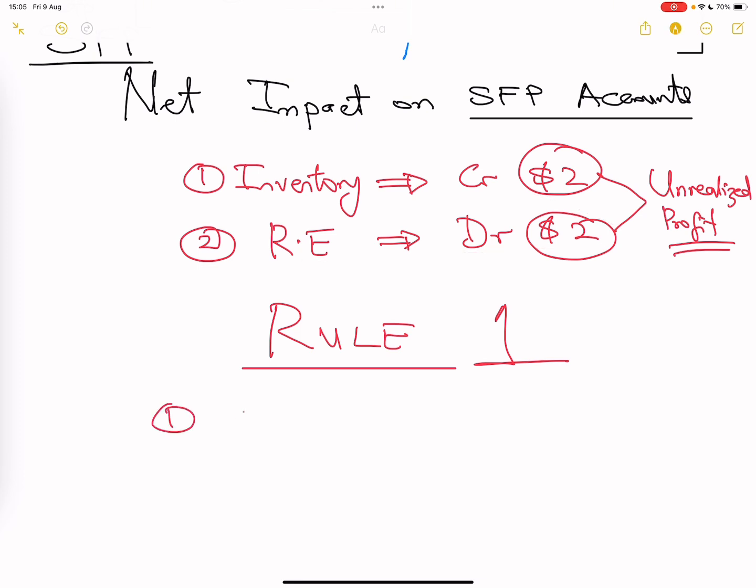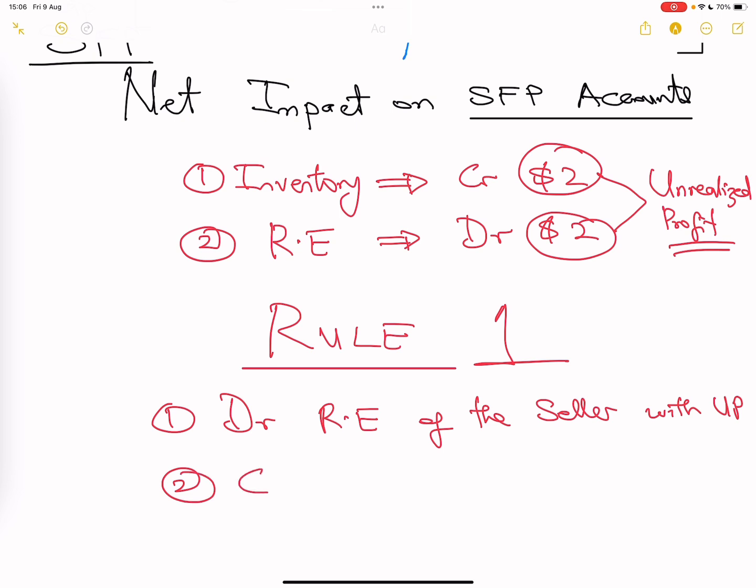So, debit retained earnings of the seller. Remember, it's the seller that is making the profit. And if it's a loss, it's going to be a credit. So you should understand that. That's going to be opposite if it's a loss. So debit retained earnings of the seller. The seller is the one making the profit. With unrealized profit, which is what you call the provision for unrealized profit. Then the second is to credit the inventory of the buyer with the unrealized profit.